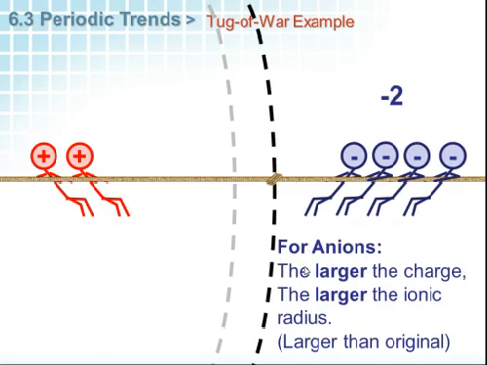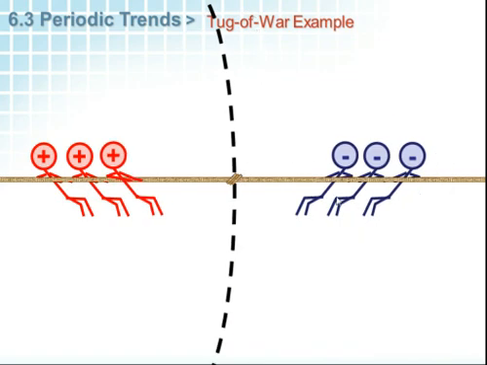So now the anions, when they're larger in charge, are also larger in ionic radius. In other words, a -2 was bigger than a -1. A -1 was bigger than neutral. So if I went up to a -3, it would go out even further. The opposite occurs for cations.